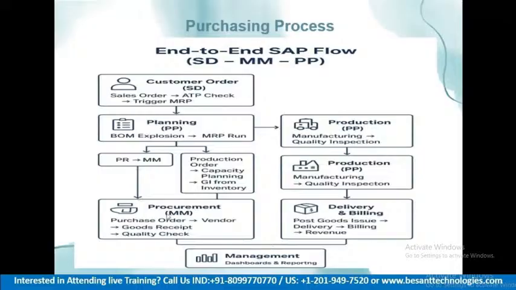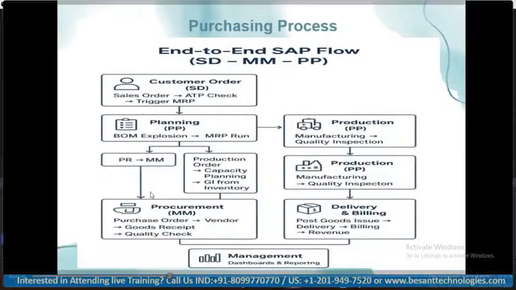Then it comes to procurement. We will create a purchase order and send it to the vendor. The vendor will send goods to us. Goods will be received by us. We will again do the quality check. Once it is qualified, we will send it to production again. Then they will do the manufacturing, then the inspection. Then they will send it to delivery, and then material will be issued. Post goods issue, delivery, billing, revenue: all this will be dealt with by the SD consultants.